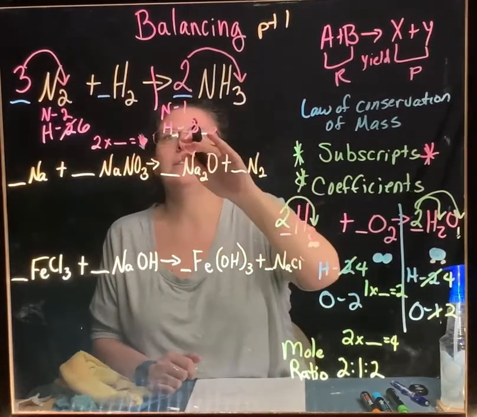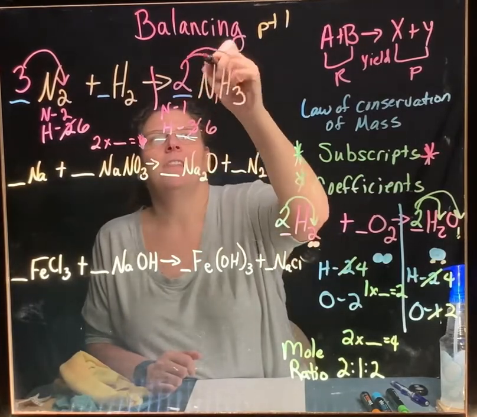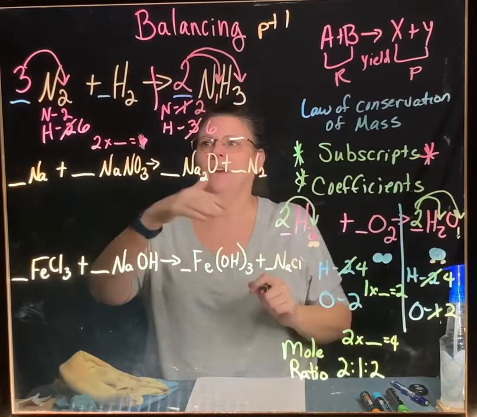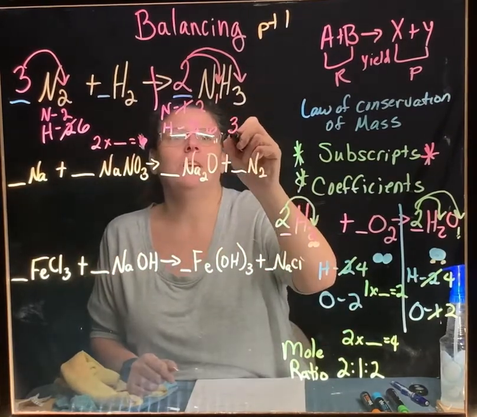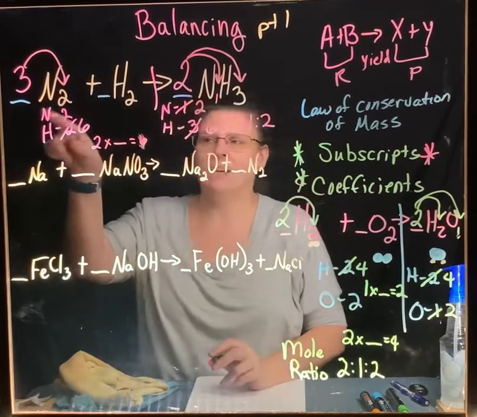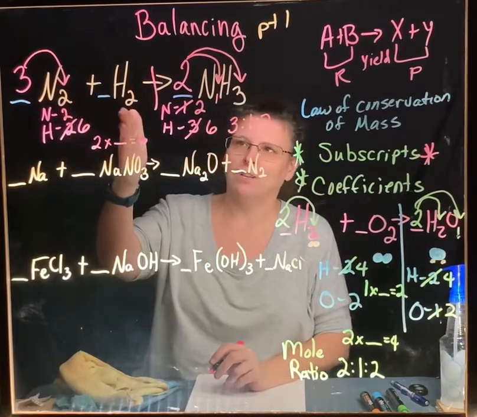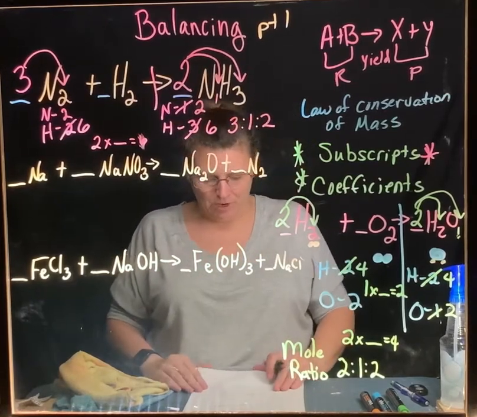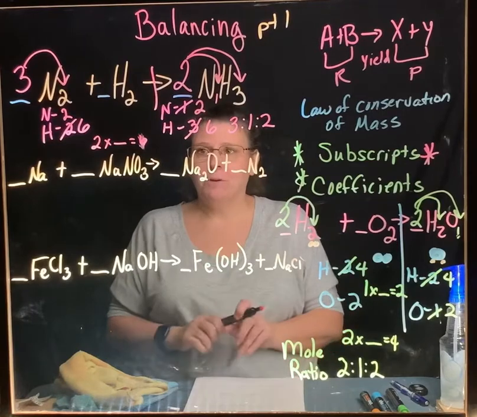So those are balanced. 2 times the 1 that's not there gives me a 2. So now I'm balanced, okay? So my ratio is 3 to 1. My mole ratio is 3 to 1 to 2. It takes 3 nitrogens to 1 hydrogen to give me 2 ammonium molecules, okay? So far, we're doing okay?